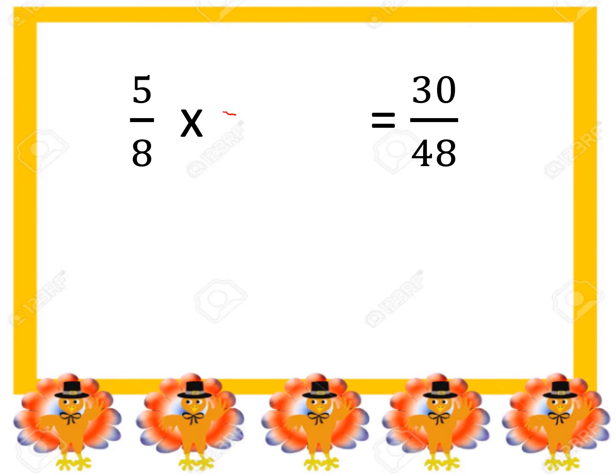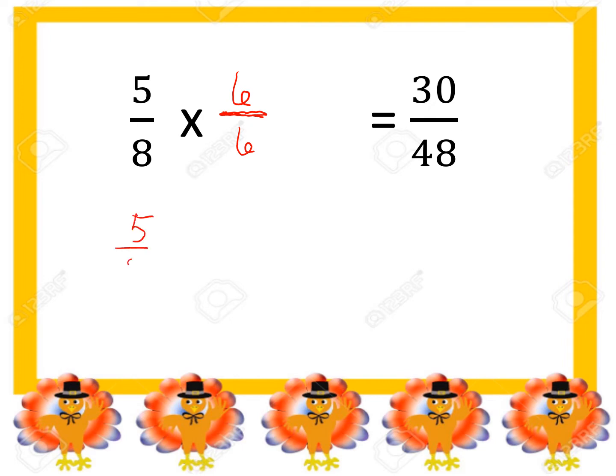So what whole number can I multiply 5/8 by to get 30/48? Let's see if there is a whole number. 5 times what number equals 30? Well, if you said 6, that is correct. 5 times 6 is 30. Well, let's try that. Is 8 times 6 48? That is true. 8 times 6 is 48. So then 5/8 is equal to 30/48.